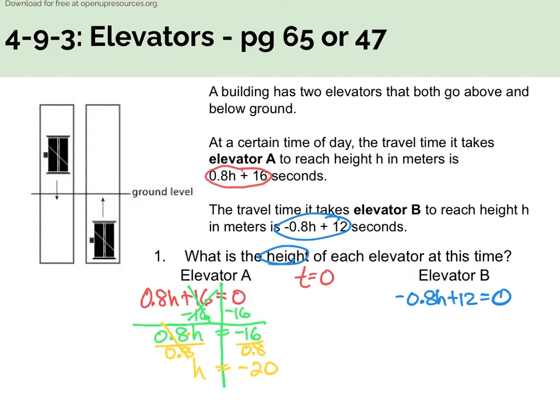So what does that negative 20 actually mean? Well, that means that the elevator at time 0 is going to be below ground 20 feet. Sorry, it's actually meters. So h is going to be 20 meters below ground.